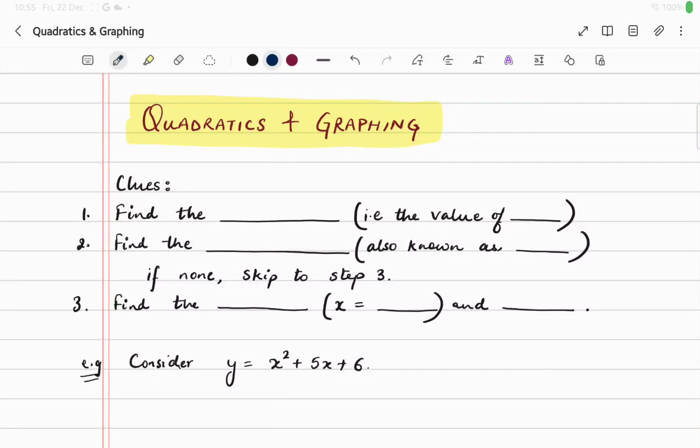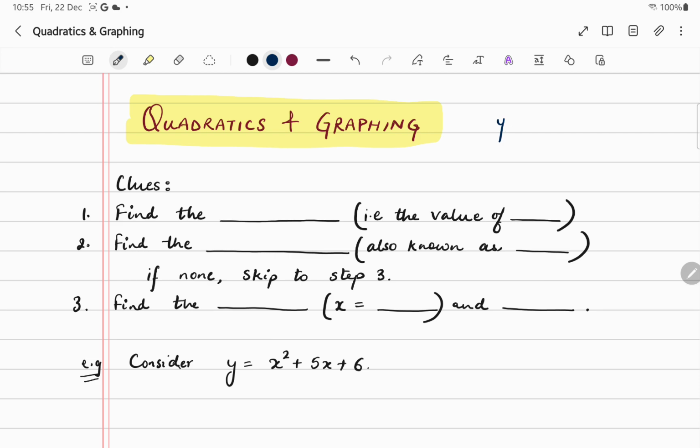Hi guys. So today we are doing quadratics and graphing quadratics, all right? We have done factorizing quadratics previously. So today we will be focusing on graphing, right? When we are focusing on graphing, we need to know the equation of the quadratic.